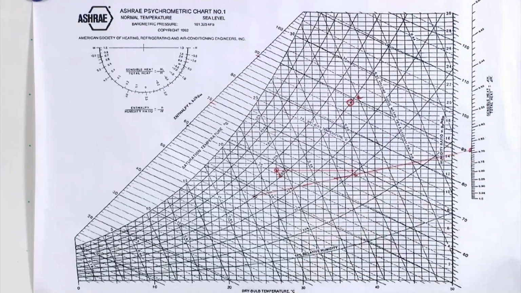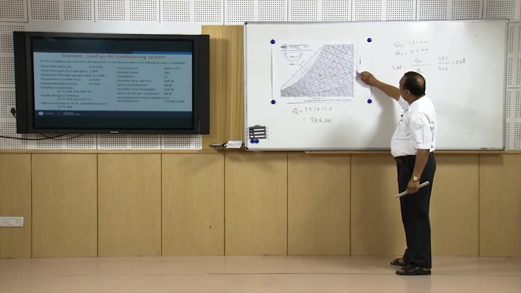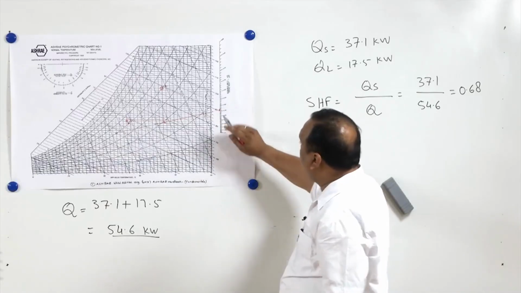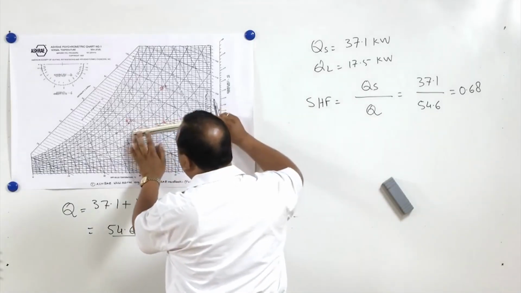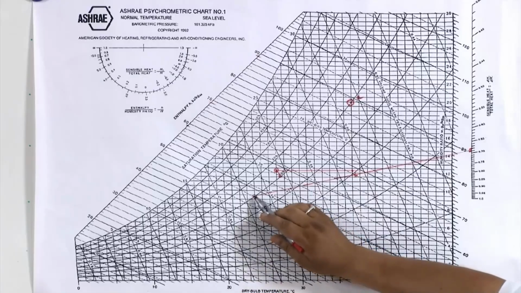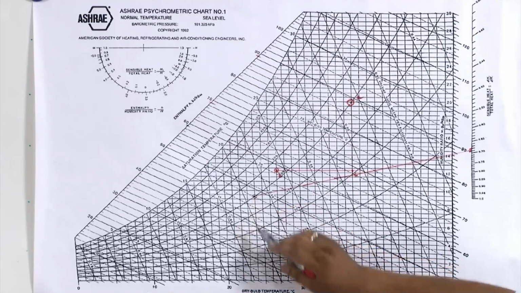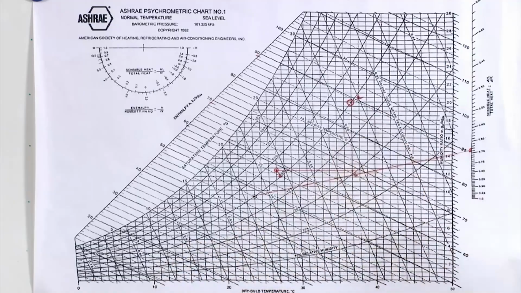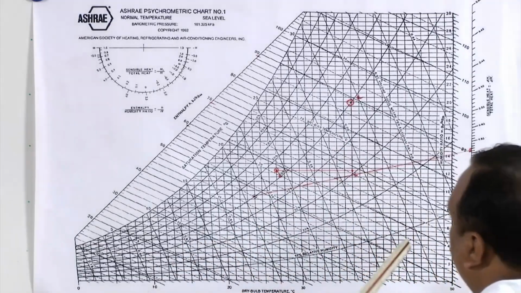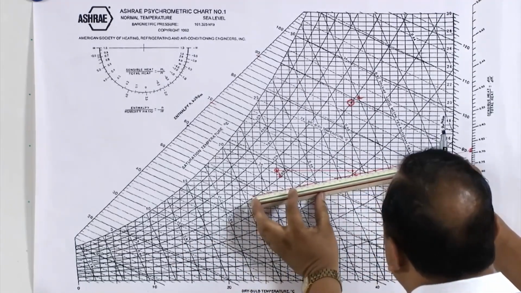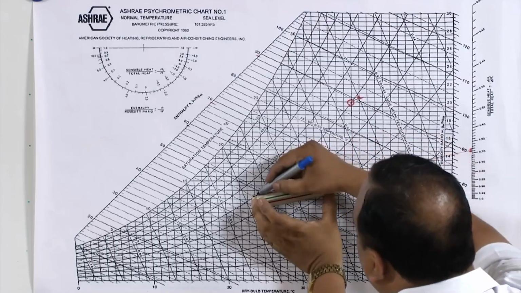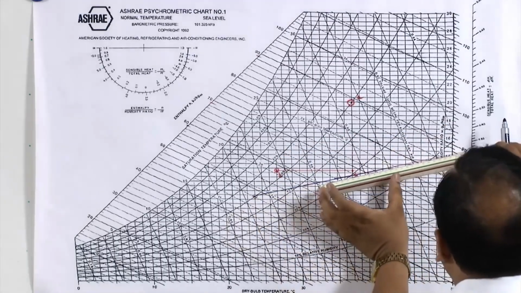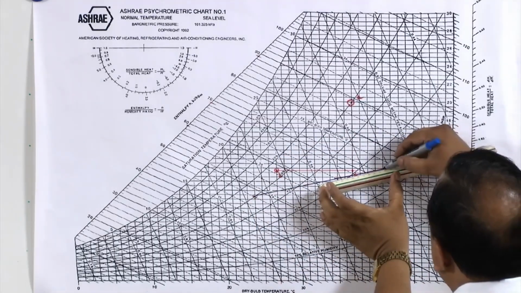So I am repeating. First of all, we identified the 0.68 mark here, and that 0.68 mark is connected with the center of this small circle that depicts 24 degrees centigrade temperature and 50% relative humidity. So we are getting this line, right?